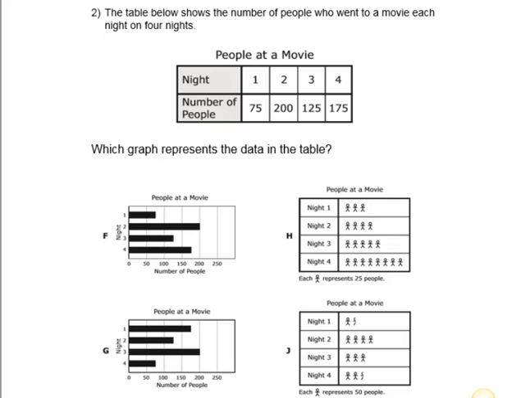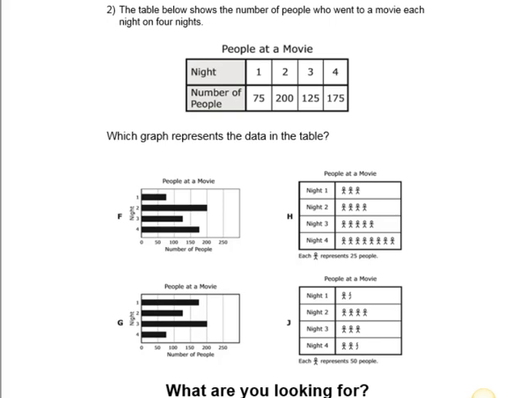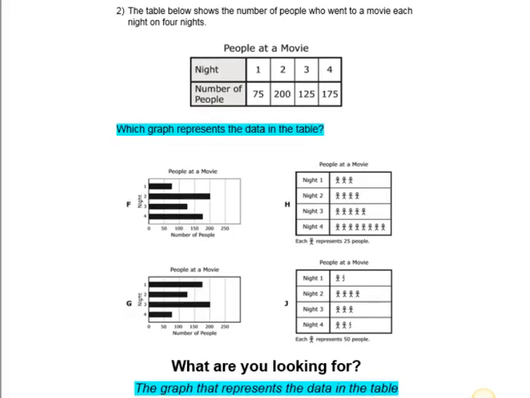Which graph represents the data in the table? What are we looking for? We are looking for the graph that best represents the data in the table.